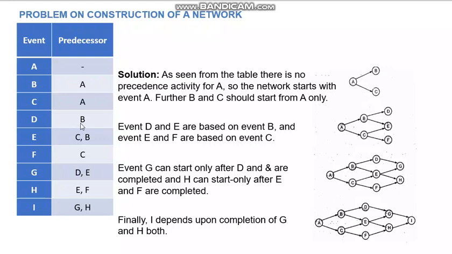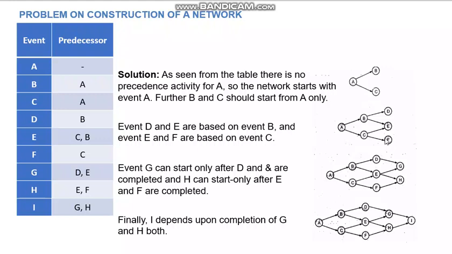Here, D depends on B. And E depends upon C as well as B, and F depends upon C. Now these three rows, let us see. Events D and E are based on event B, so from B you can take D and E. And E and F are based on C. So E and F.